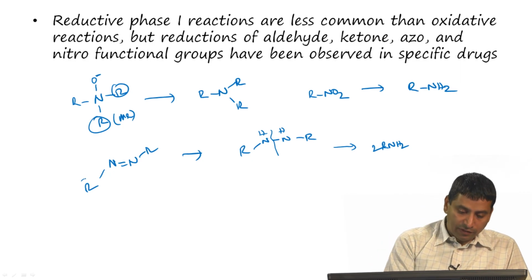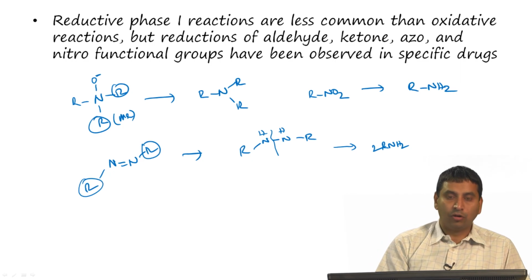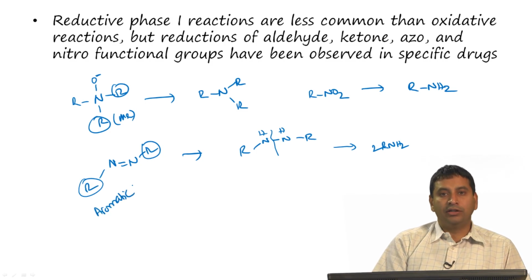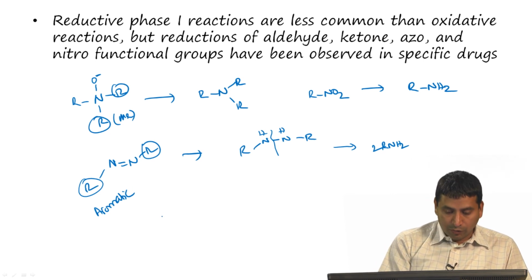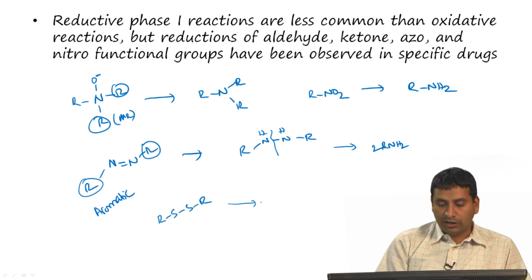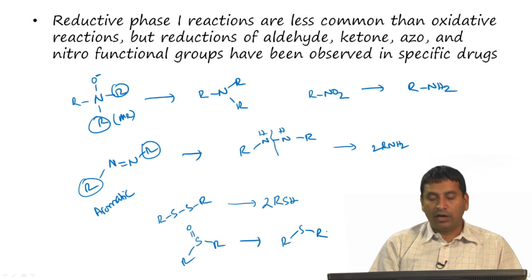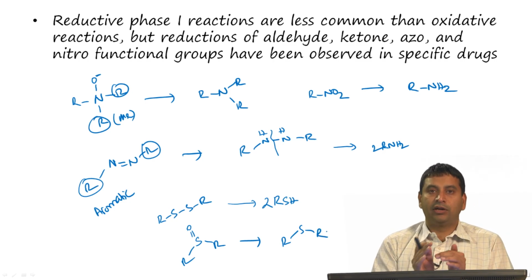Okay. And these R groups can actually be aromatic rings as well, and those are going to give you the corresponding aromatic amines. Of course, we know that disulfides are very common. Disulfides can also be reduced to form 2 moles of thiols, and sulfoxides, which are S double bond O, can also be reduced to form R. So, again these are all possible, but they are all less common compared to oxidative reactions.